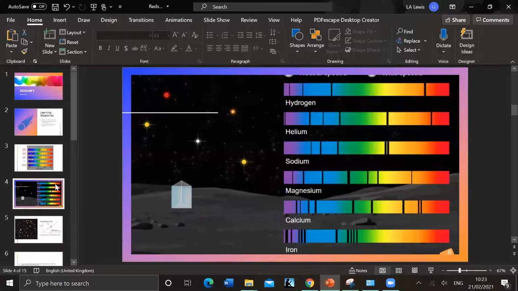So let's have a look at this diagram. This is just showing that each element has got its own, it's called a signature. So it's got its own set of lines. I always remember this sodium one. Sodium is in street lamps. It's got these lines on the yellow bit. So you can see why a sodium lamp is orangey yellow, because it's emitting light in this yellow bit. So you can tell a sodium lamp. But yeah, each element's got its own set of signature lines to it.